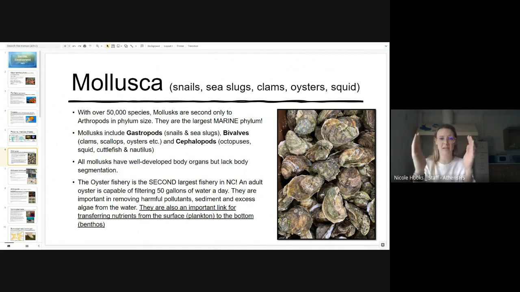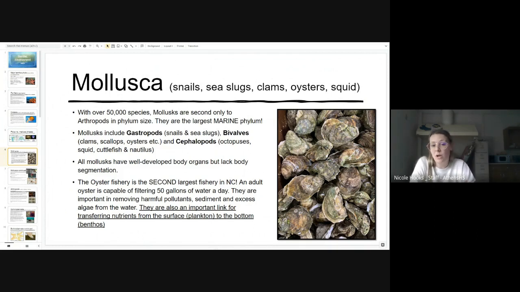And clams have 2 valves. So we've got clams, scallops, oysters, and then cephalopods are octopuses, squids, cuttlefish, and nautiluses. And these are in the same grouping with mollusks because they have some similar features. And we'll talk about that on the next slide.